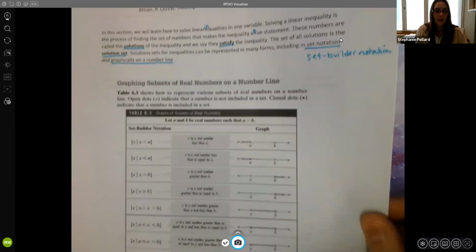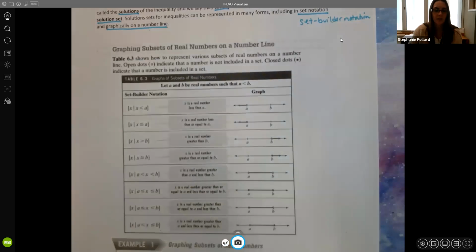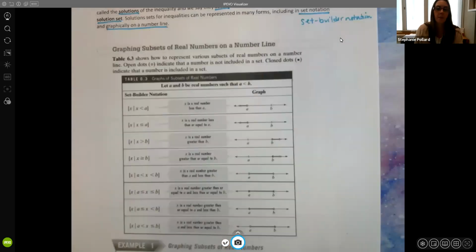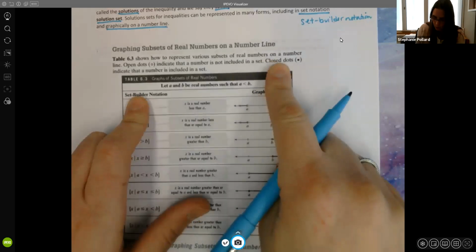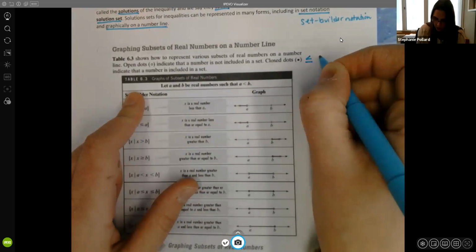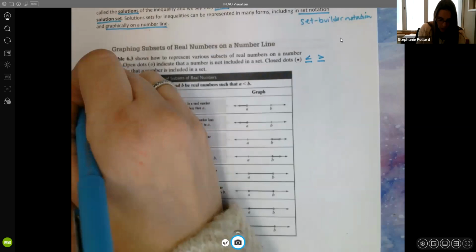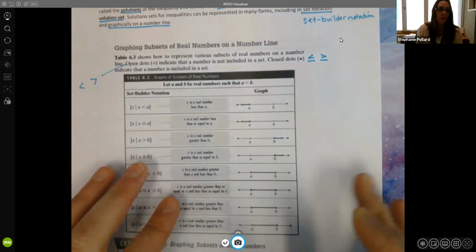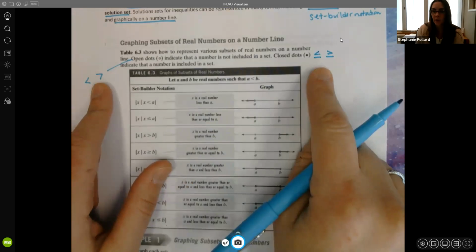Okay. Now, here are just a few examples with how to graph, and we're going to go through some of these together, of course, too. But what we do is we use a closed dot when we are using a less than or equal to or greater than or equal to sign, and we use an open dot when we have a strict less than or greater than sign. So the dot being filled in or not distinguishes what type of inequality sign we have.